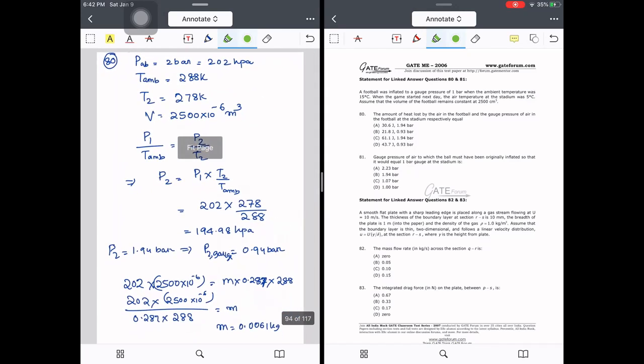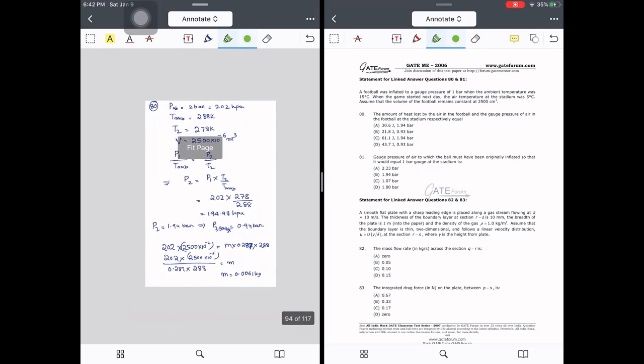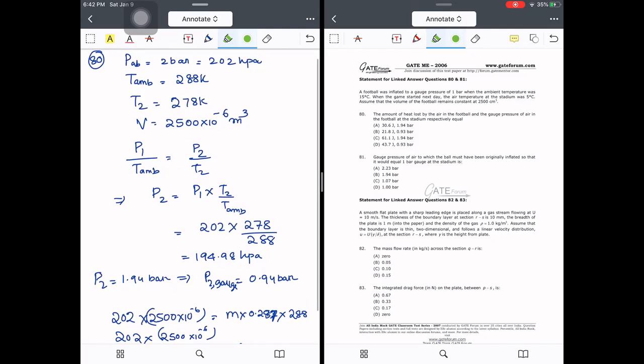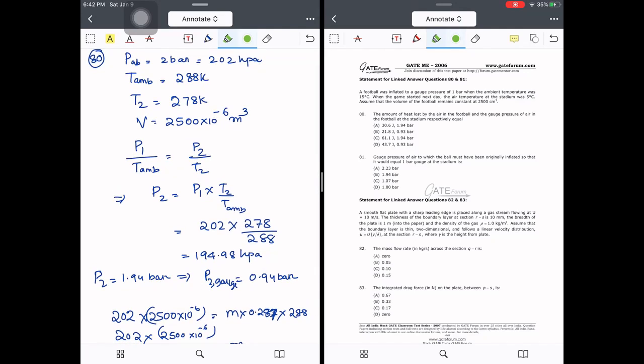Okay. Now question number 80. Actually showing you the way is important rather than getting the exact answer, because I found that for a few of the questions I'm not getting the proper answers. So I just leave it to you. If you find anything wrong from my side, do write in the comment section and mark that question where I'm wrong.